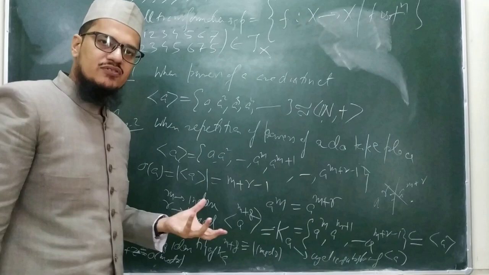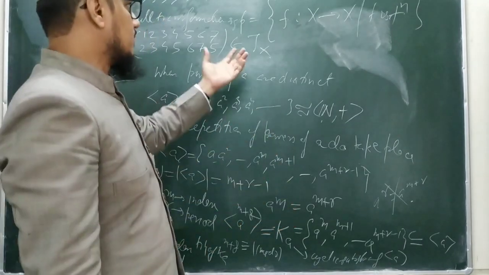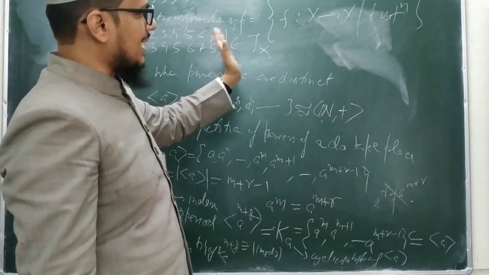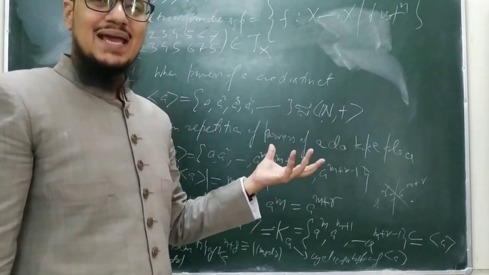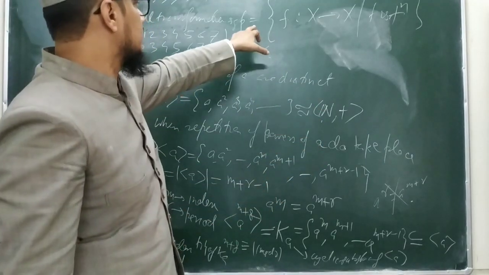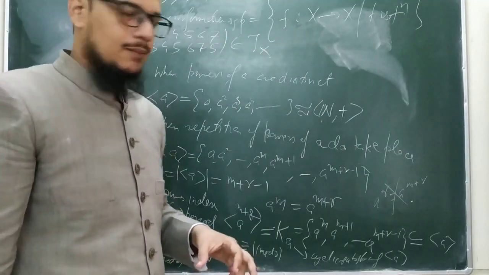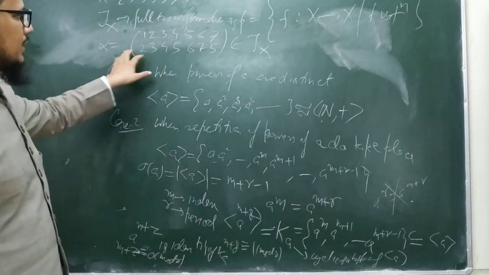Basically, all permutation mappings are from X to X, and also they are one-to-one. So basically, all permutations on X are members of this full transformation semigroup, correct? So I have taken this element from tau x.